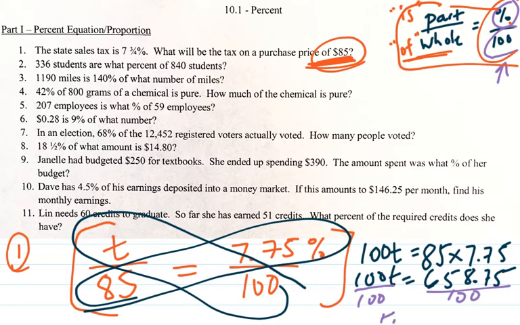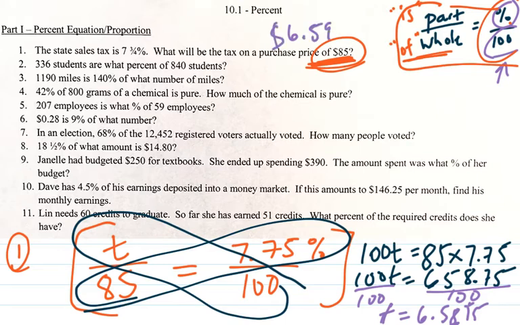And so t equals 6.5875. You'd want to round that to the nearest cents because we can't cut pennies up into pieces. And so that would end up being rounding to the hundredths place. This would round it up. So that's going to be $6.59.